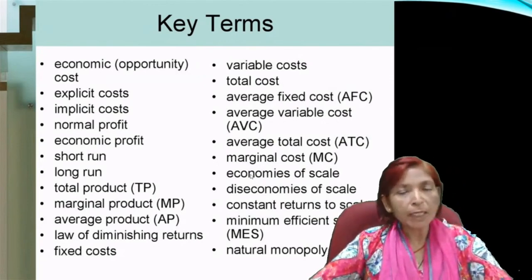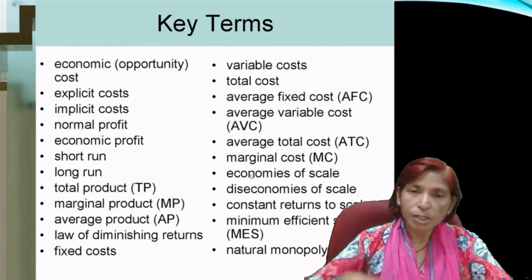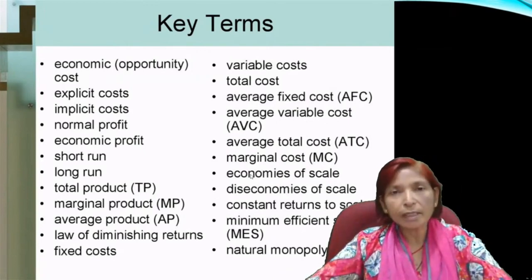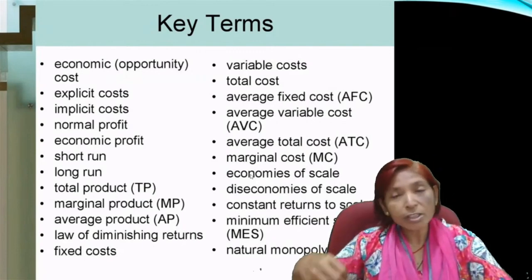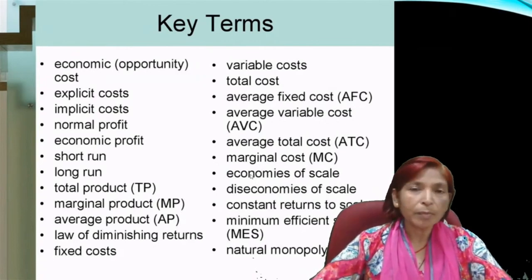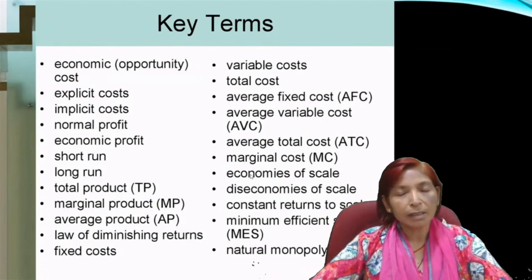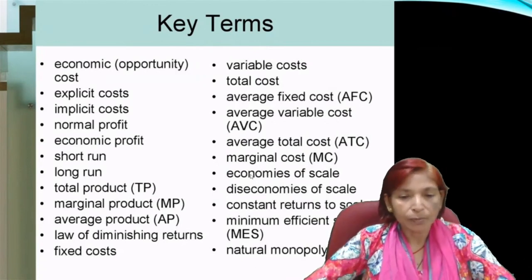So production may be in the increasing returns to scale stage, and production may be in the constant returns to scale stage, and at last production will be in which stage? Diminishing returns to scale. So there are three main stages of returns to scale, or returns to a factor also.